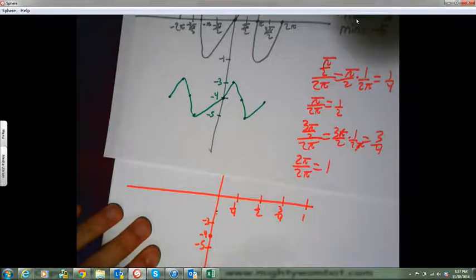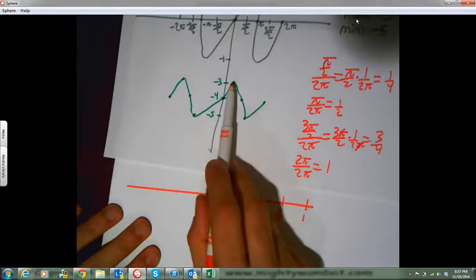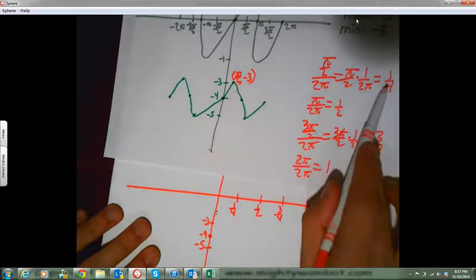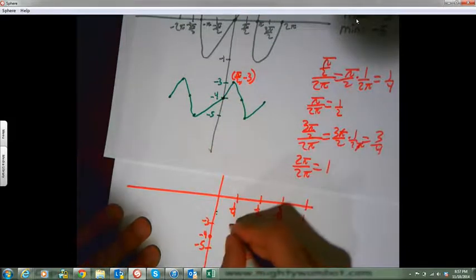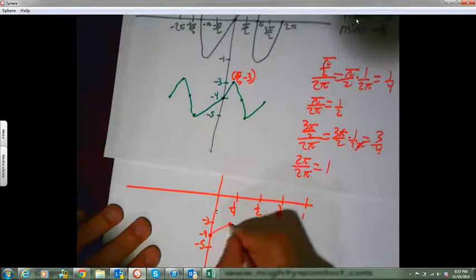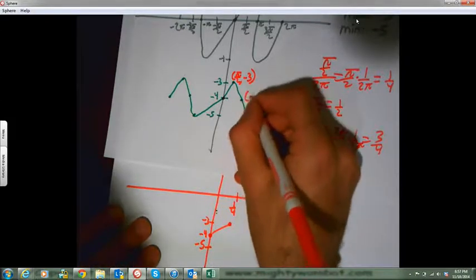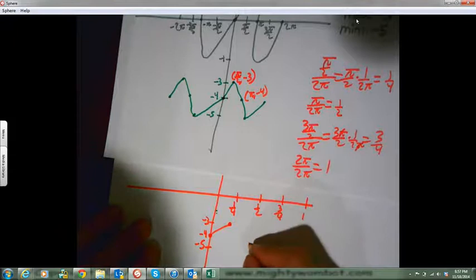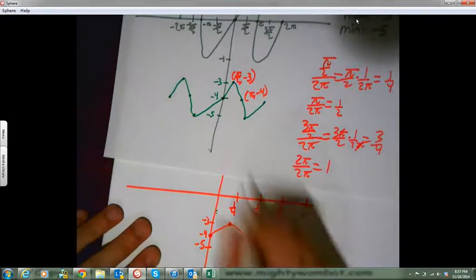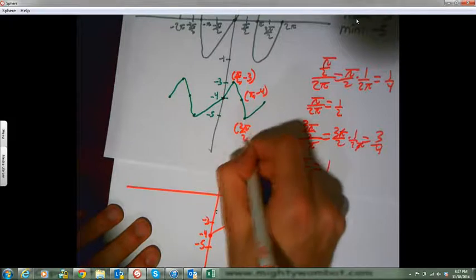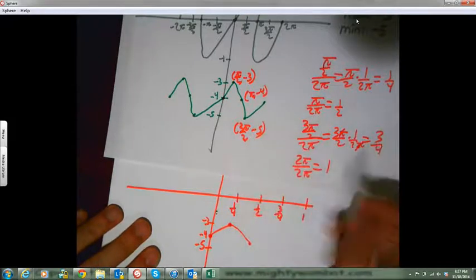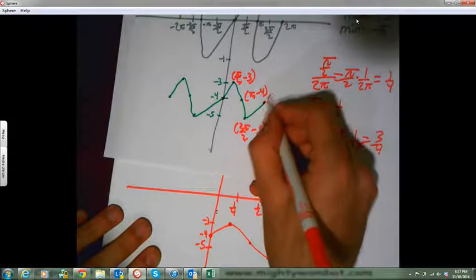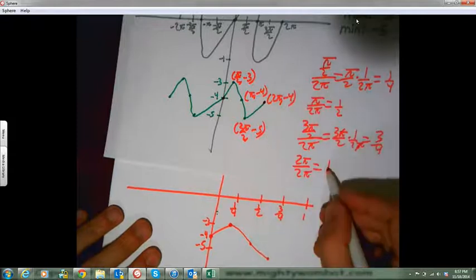So here, this used to be pi over 2, in fact I can even write it, pi over 2 comma -3, and now it's going to be 1/4 comma -3. This point right here used to be pi comma -4, now it will be 1/2 comma -4. This point used to be 3 pi over 2 comma -5, it will now be 3/4 comma -5. And finally, this point used to be 2 pi comma -4, it will now be 1 comma -4.